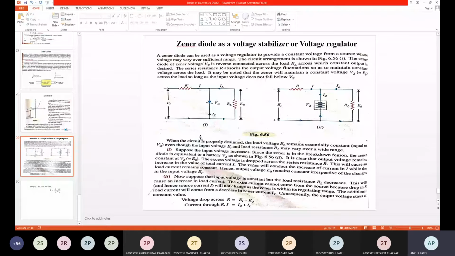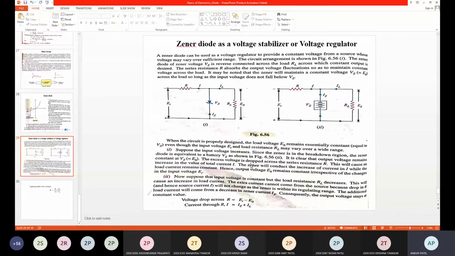Okay, here in the first condition, suppose the input voltage increases. We are increasing this input voltage, keeping this load resistance and all constant. Since the Zener is in the breakdown region, the Zener diode is equivalent to battery Vz. So it is clear that output voltage remains constant, Vz equal to E0. As this Zener diode is in breakdown region and equivalent to Vz, this output voltage remains constant and equal to Vz.